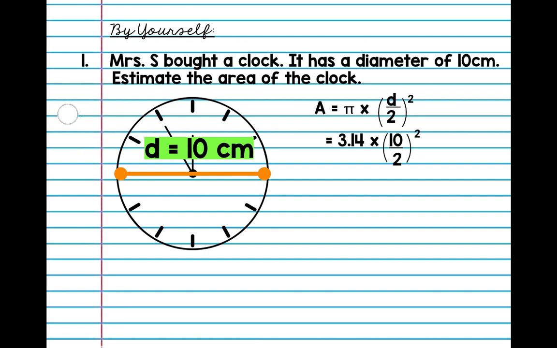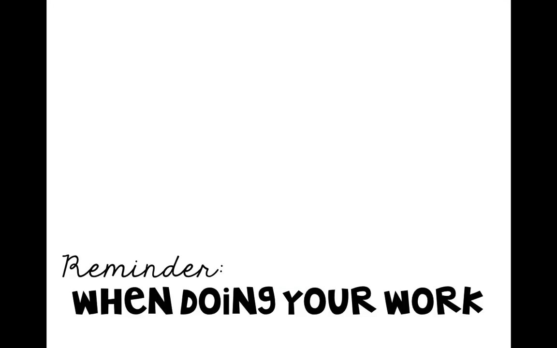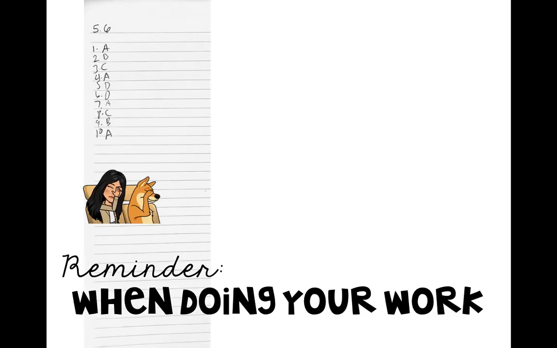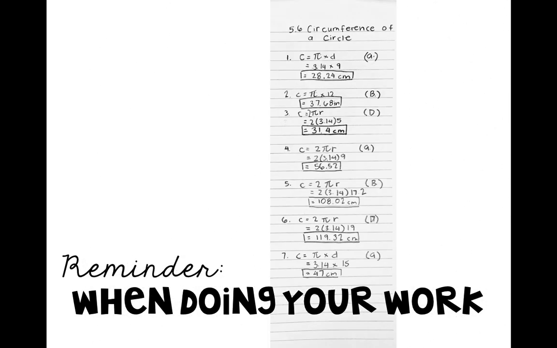All right, so this is the order of operations. I need to figure out parentheses first. So 3.14 times, what would this equal? 5. Good. And then squared. Now I can move on to exponents. 3.14 times 25. Then grab your calculator. Go ahead and do this one by yourself. So it should equal 78.5. So if we're going to estimate, we're going to round up. It should be about 79 centimeters squared.